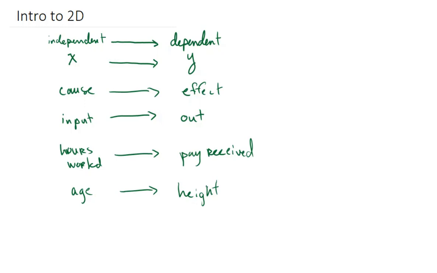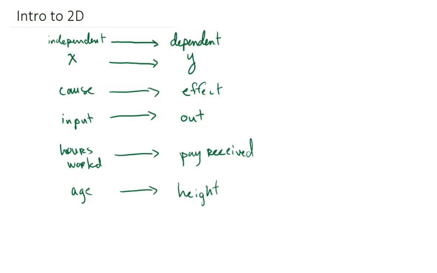Sometimes the language of independent and dependent is confusing for people, in particular, independent. And so I like to say it's not so much that the independent variable is completely and totally independent, because everything has connections in life, right? It's more that the dependent variable is dependent on the independent variable. So for example, the pay you receive is dependent on how much you work. Now, how much you work isn't just completely independent. Your boss probably determines that.